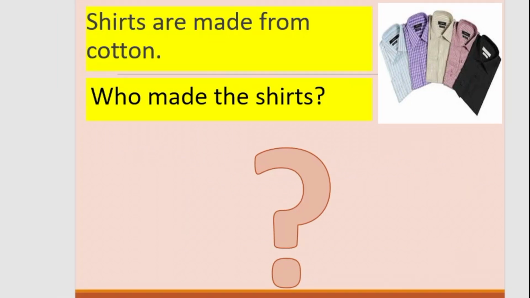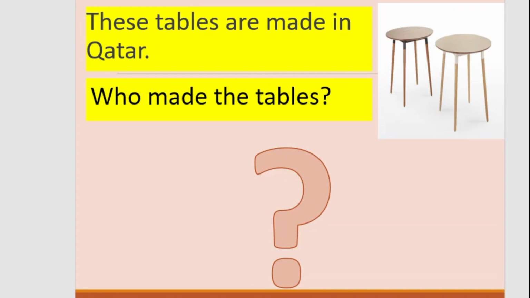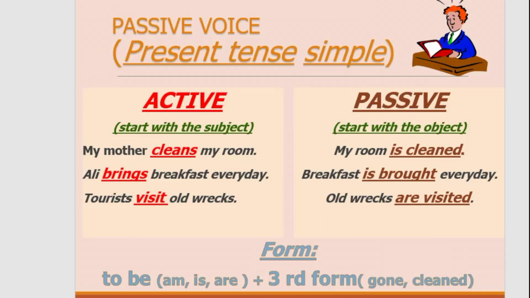Shirts are made from cotton. Do we know who made the shirts? Of course, we don't know. Look at the second example. These tables are made in Qatar. Who made the table? Do we know who made the table? Definitely, we don't know. That's called the passive voice. In the passive voice, we focus on the action which has been done, not on the agent.